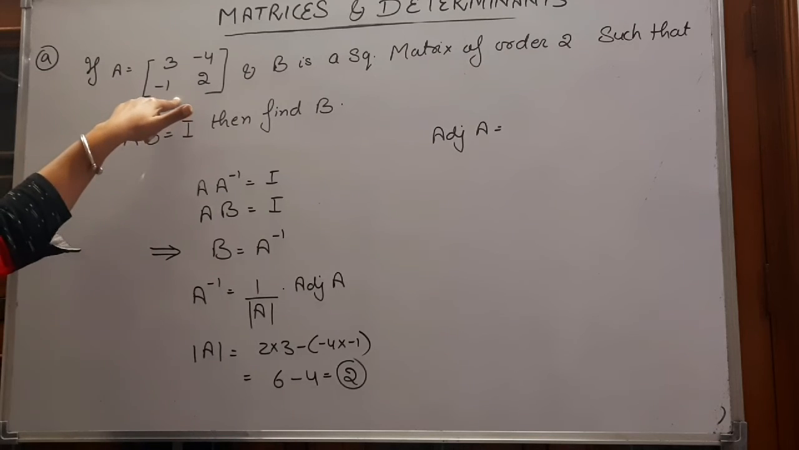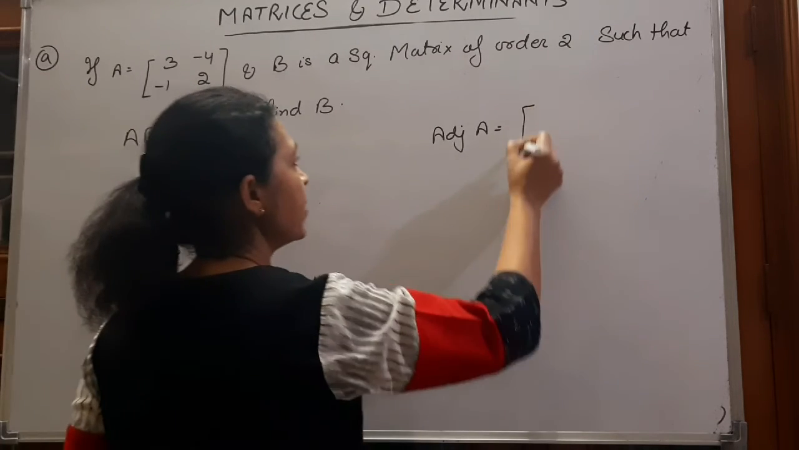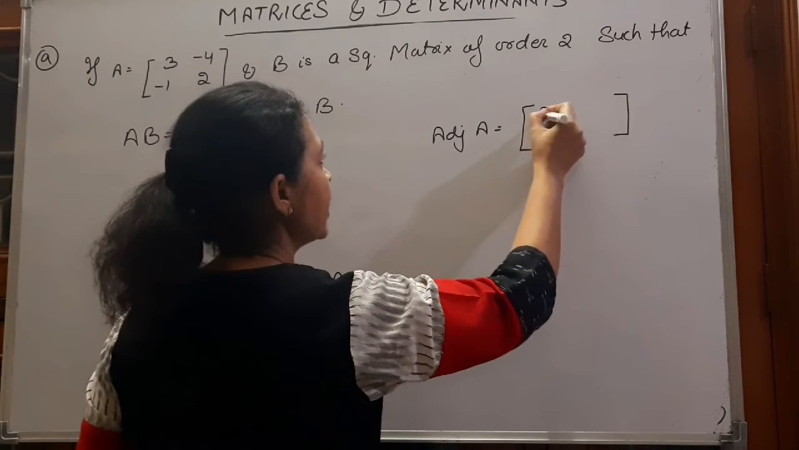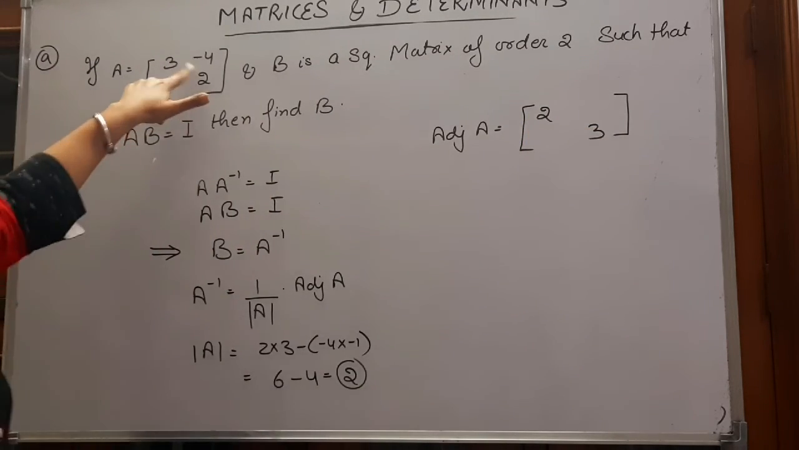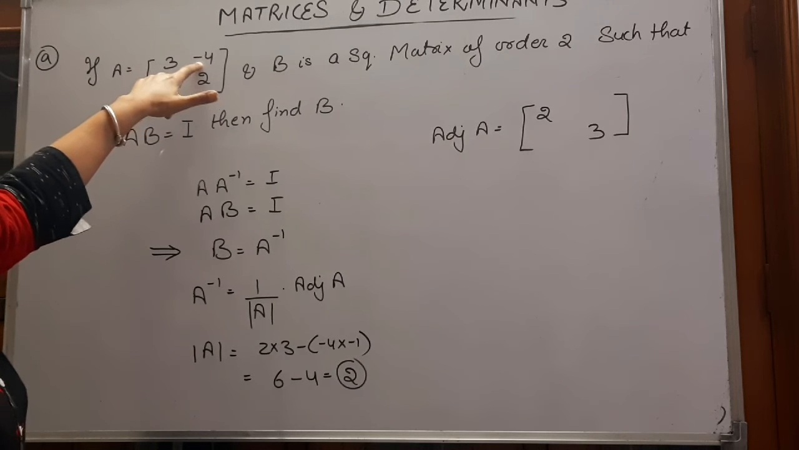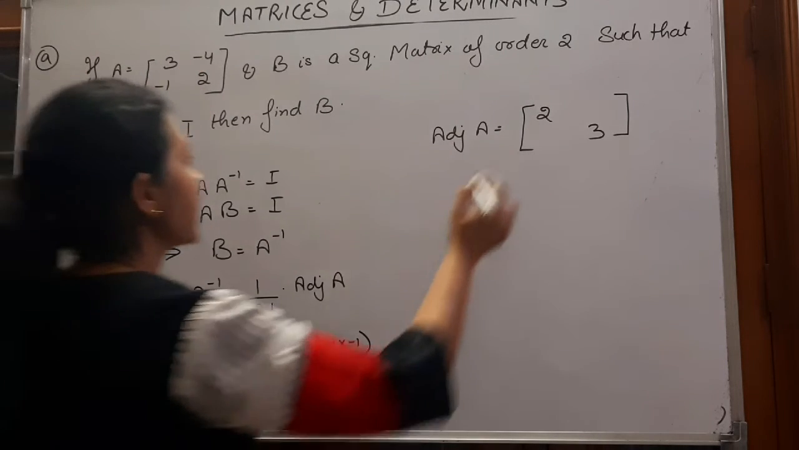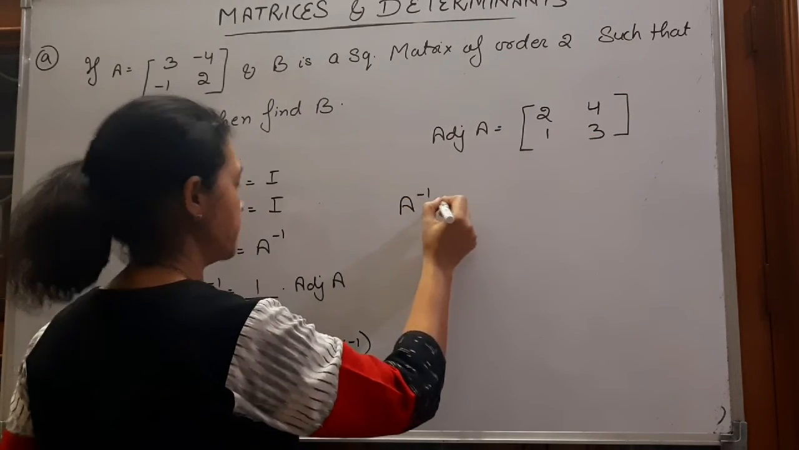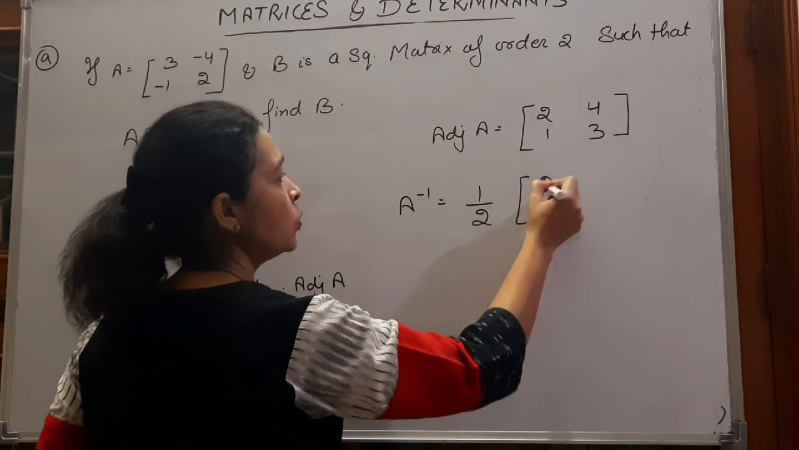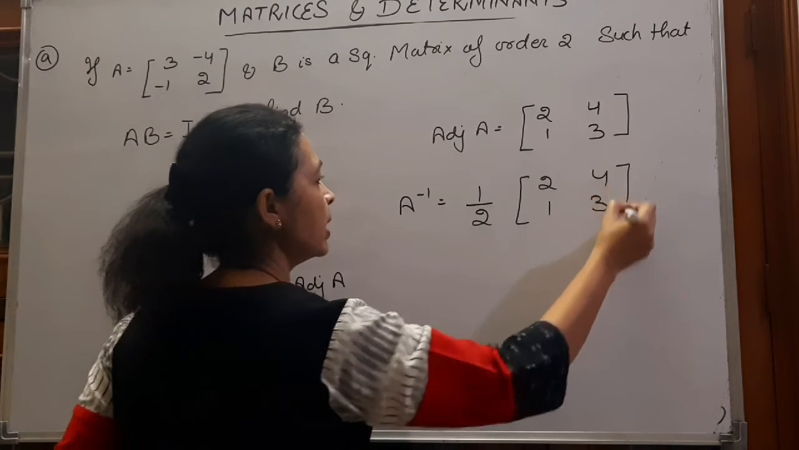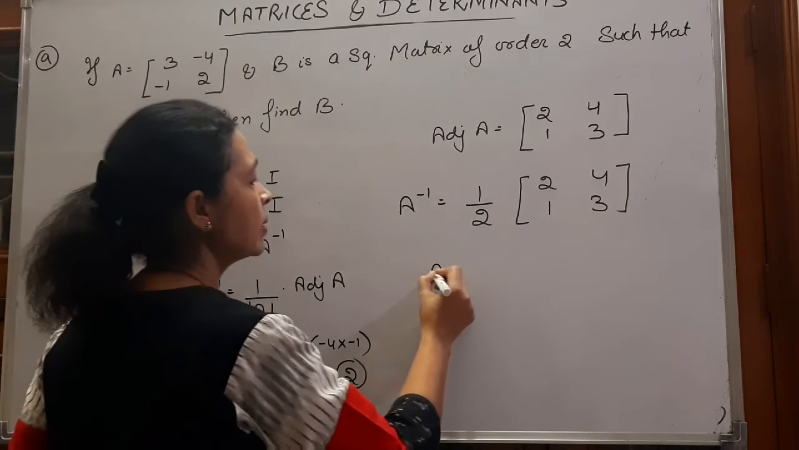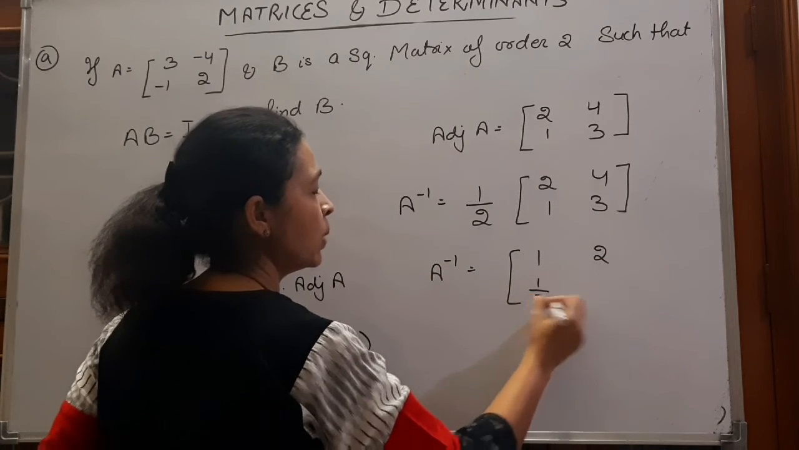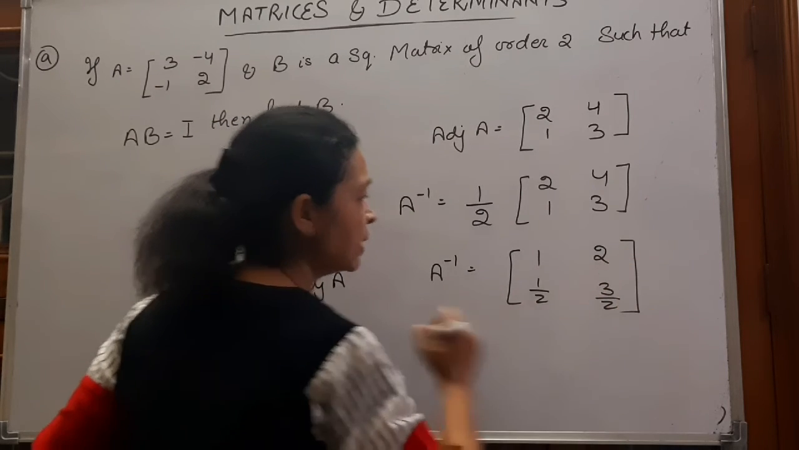A is a matrix of order 2 by 2. Very easy to find adjoint A if we have order 2 by 2. Diagonal elements will interchange. Here we have 2 and here we have 3. And the sign of remaining elements will change. -4 will become +4 and -1 will become +1. This is adjoint A. Now A inverse will be 1 by 2, [2, 4; 1, 3]. Take 1 by 2 inside. A inverse is [2 by 2, 4 by 2; 1 by 2, 3 by 2]. This is our answer.